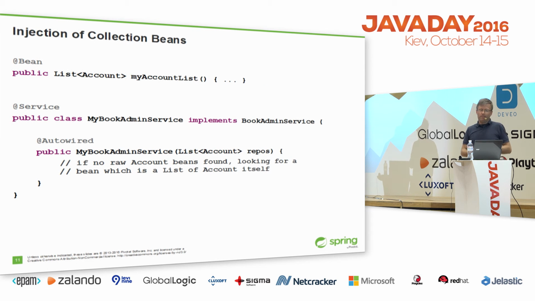Now, we've had a variant of this discussed this morning. What if you declare a list of accounts in the injection point and not several account beans, but rather a single bean, which is declared as list of account in its return type signature in a bean method in this case? It does the obvious, it just works, right? It will consider this a match as well. We consider both scenarios as valid as of 4.3.